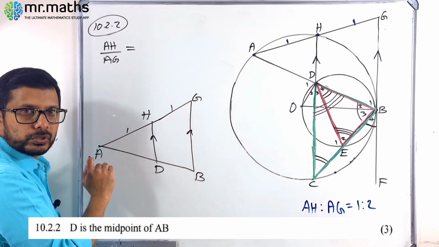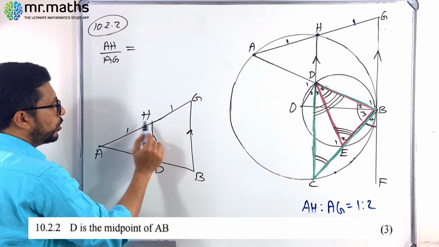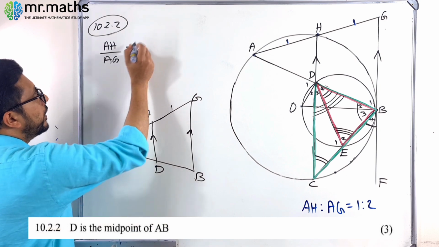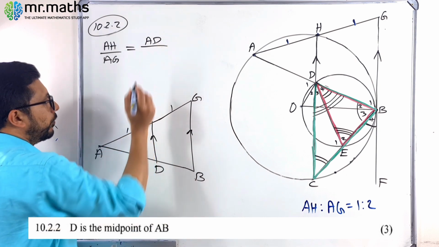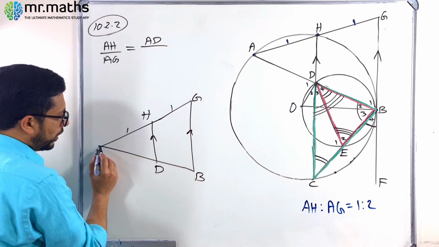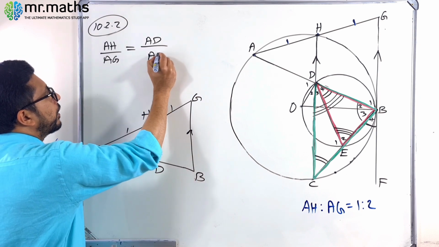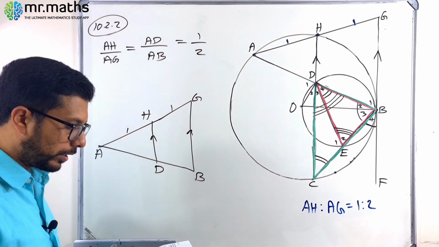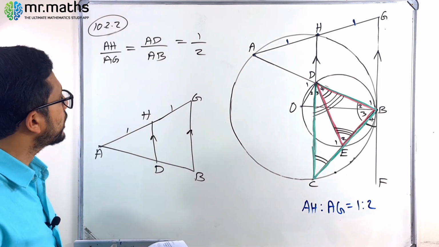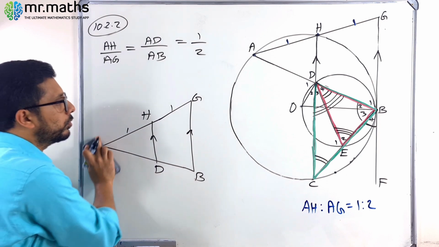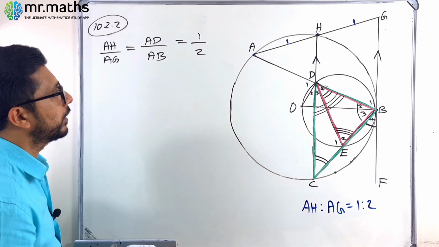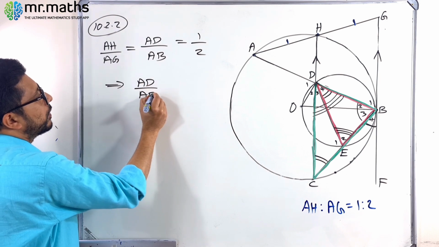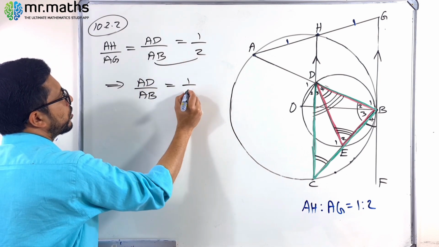Do you remember at the beginning of the question I told you? So AH by AG. Here how can we take AH, that means AD, AD divided by AG. So here it is AB. And what is that ratio? 1:2. Am I right? So that ratio is 1:2. So it means that AD by AB is 1:2, so it implies that AD by AB is equal to 1:2.